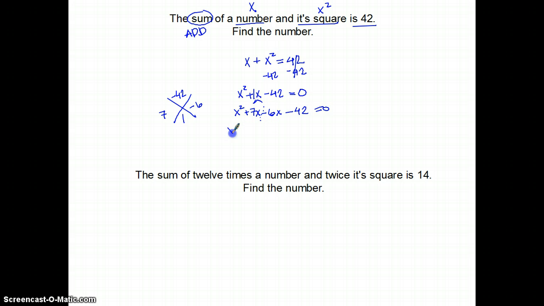Splitting this down the middle, I take out a GCF of x, leaving me with x plus 7. And on the right, I can take out a negative 6, leaving me again with x plus 7. From here, I see a common factor of x plus 7, which I factor out, leaving me with an x minus 6.